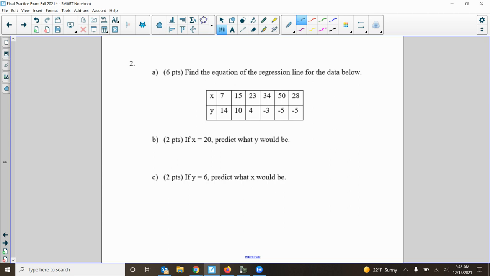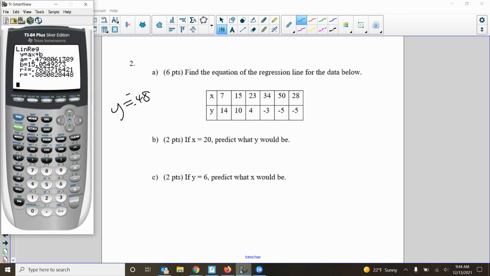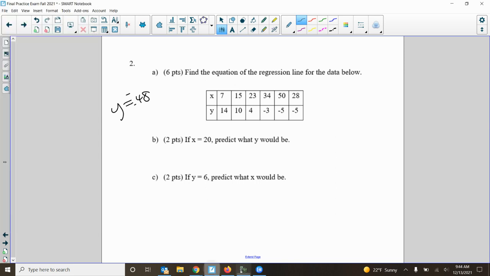All right, let's see. Y equals, what was it again? Negative 0.48, is that right? x plus 15.05.